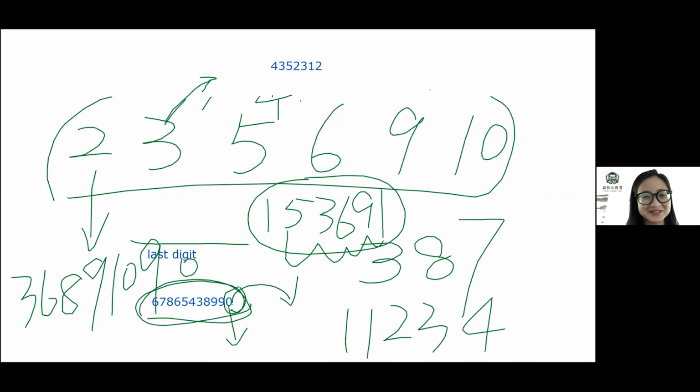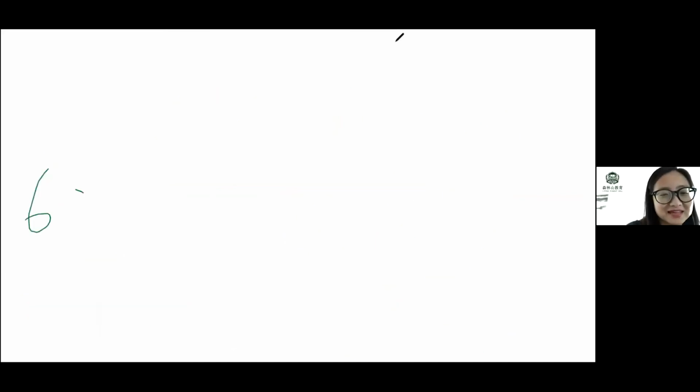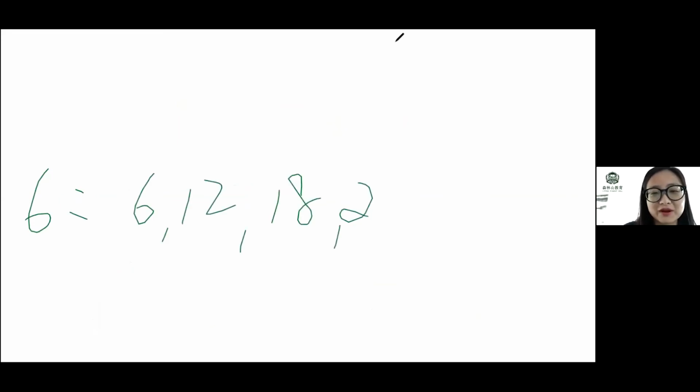That's another student giving me so many digits, so many 0s at the back. Okay, 1, 2, 3. So what about 6? The multiples of 6 are 6, 12, 18, 24, and then 30.